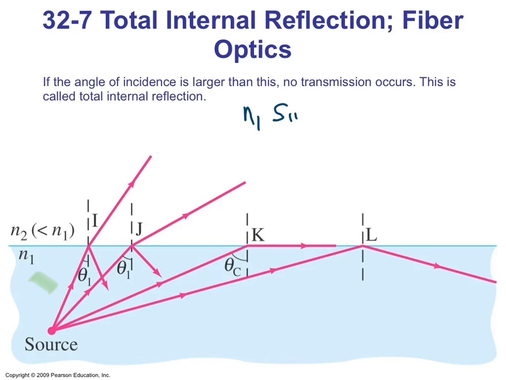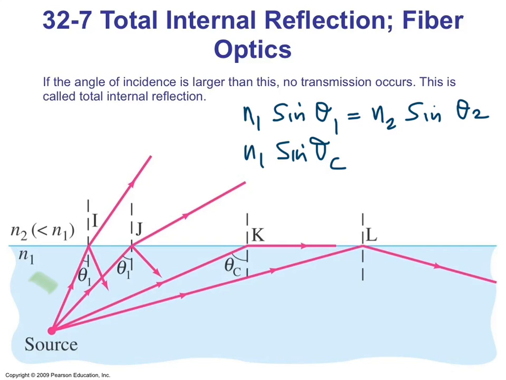Do you get it? That's where we start from. N1 sine theta c now, because theta 1 is theta c, isn't it? And what's N2? 1. So I'm not even going to write it. And what is theta 2? 90. What is sine 90? 1. So on the right side I have 1. Therefore, sine theta c is 1 over N1.